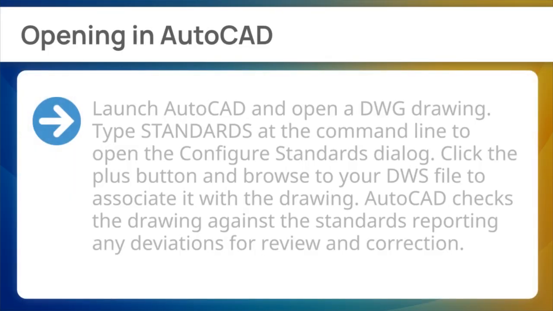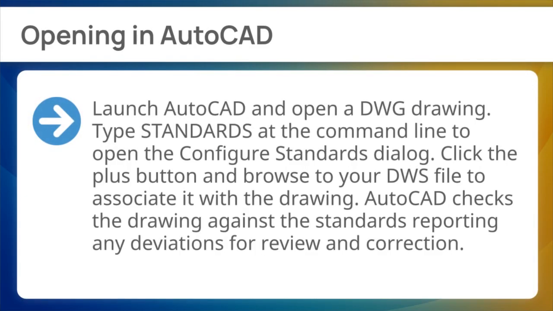First, opening in AutoCAD. Launch AutoCAD and open a DWG drawing. Type standards at the command line to open the Configure Standards dialog. Click the plus button and browse to your DWS file to associate it with the drawing. AutoCAD checks the drawing against the standards, reporting any deviations for review and correction.